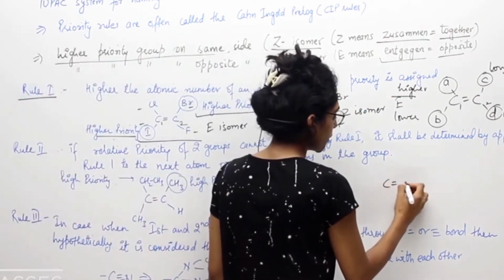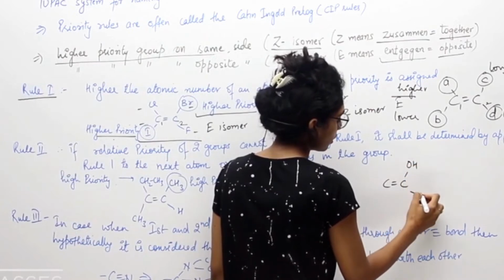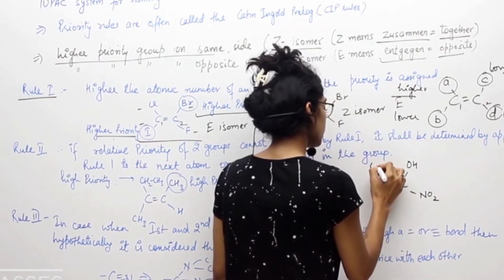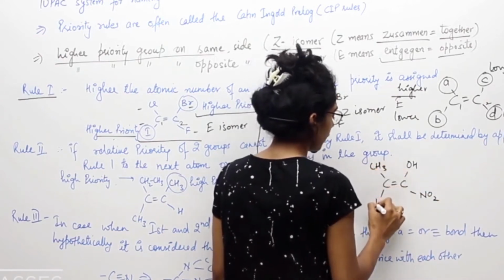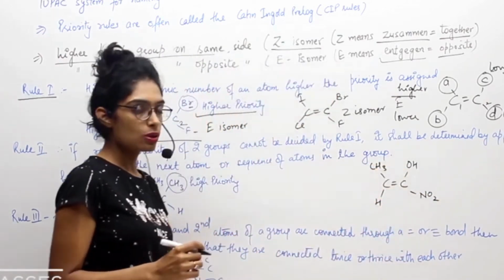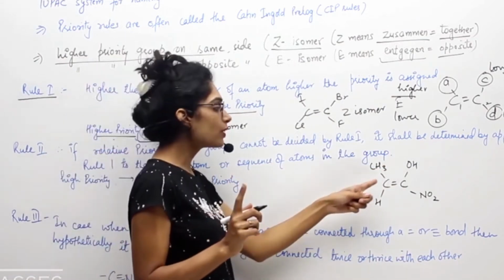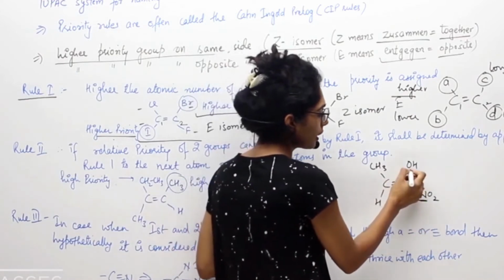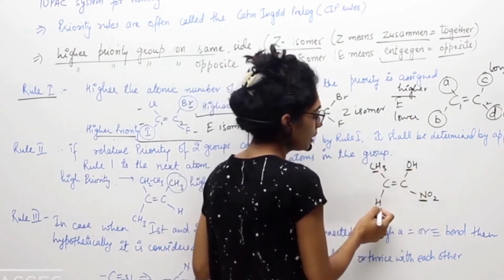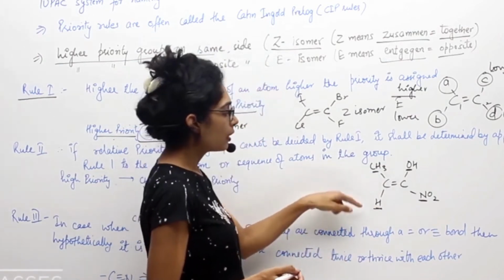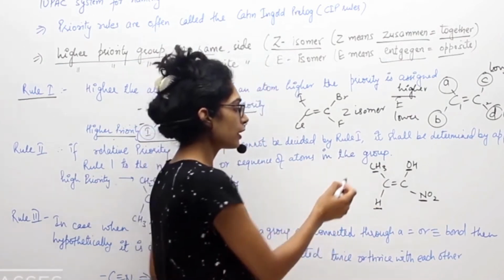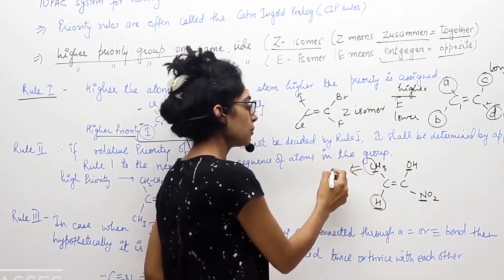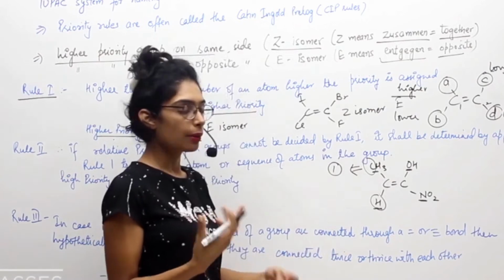For example, if I have carbon double bond carbon, with OH, NO2, CH3, and hydrogen, so let's say I have these 4 groups present over here. I'll see the direct attachment of carbon with the immediate atom. Carbon here is directly attached to the nitrogen, here to the oxygen, here to the carbon, and here hydrogen. So if I compare the direct attachment, carbon and hydrogen, which has the higher atomic number? Carbon has the higher atomic number.